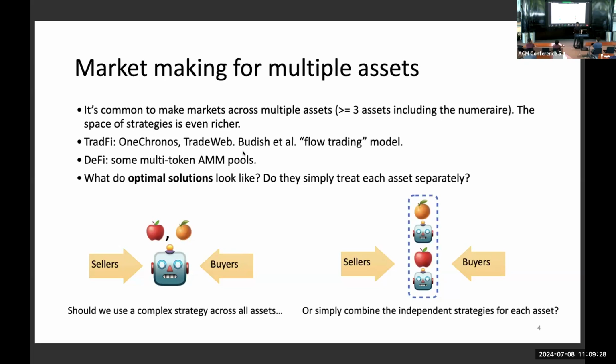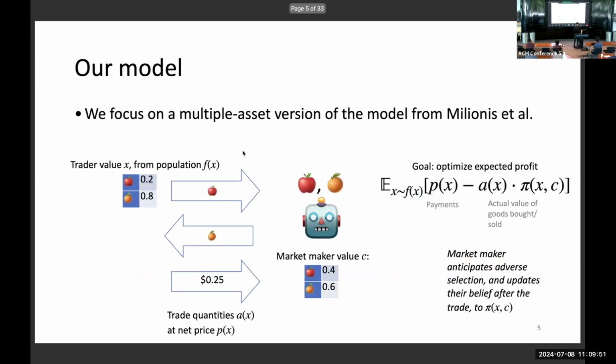But we want to ask the very first basic question: is this optimal in maximizing the market maker strategy? Obviously we can consider more complicated strategies, like offering different prices for different bundles of tokens when there are multiple assets. But do we actually need to do that? So that's the first question we want to answer.